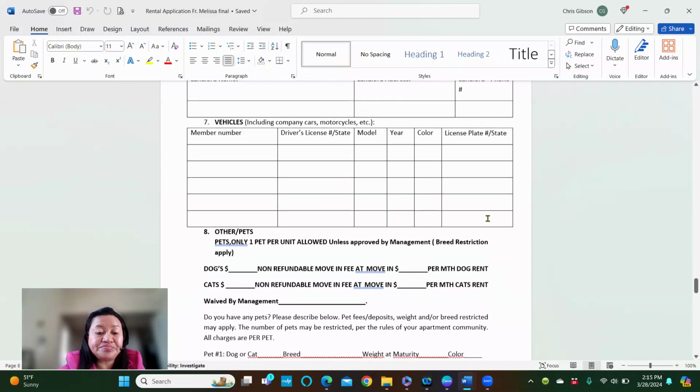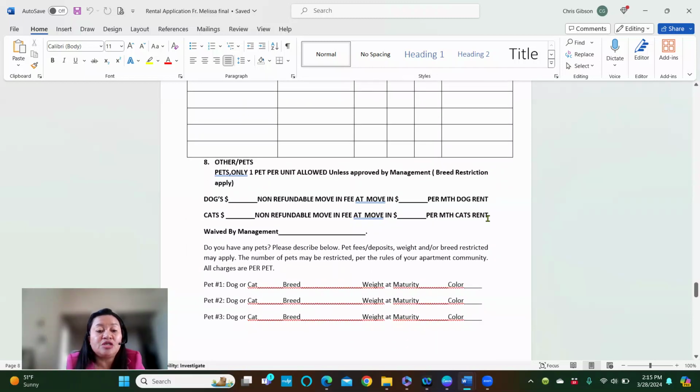So here, this is really important, about pets. Only 1 pet per unit allowed unless approved by management. It depends, we can allow 2 pets, or one is better. If a dog, there must be the non-refundable move-in fee. So we require a non-refundable move-in fee and $30 per month for dogs. Non-refundable move-in fee and $25 per month for cat rent.